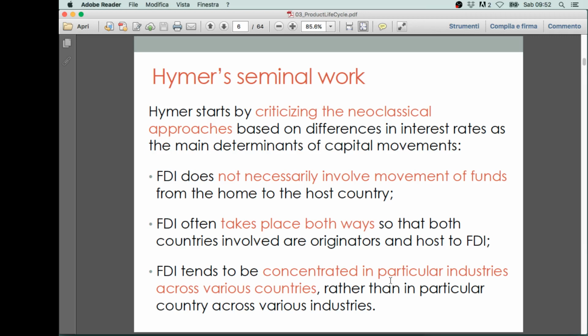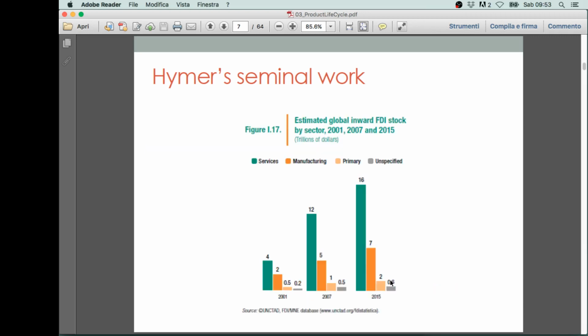Because, as I said, rather than being distributed across industries in various countries, what you observe is that foreign direct investments are concentrated in some industries across various countries. So there must be something more than just differences in interest rates that explains the evolution of foreign direct investments over time. So, as I said, I will report just some empirical evidence that supports what I just said.